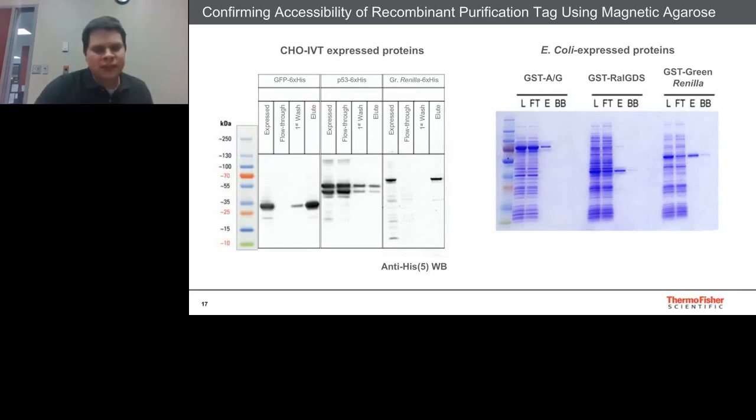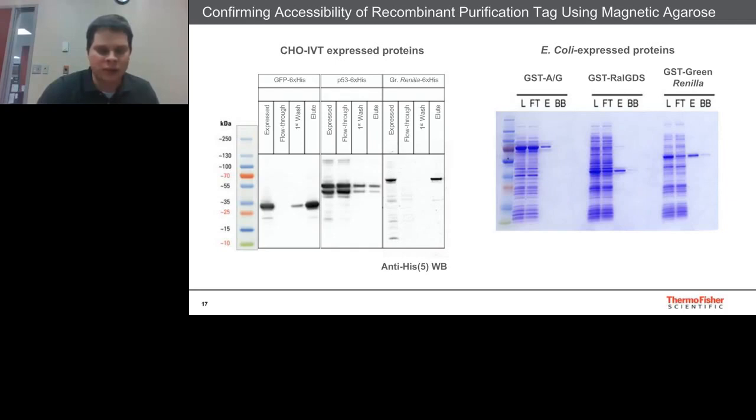Accessibility of the tag for purification can also be screened with magnetic agarose beads. Placement of the tag in quaternary structure influences binding of target protein to the affinity resin. Confirming the correct placement of affinity tags with magnetic agarose beads before doing larger scale purifications helps to prevent loss of time and money. CHO-expressed C-terminal His-tag proteins were purified following manual protocol with Pierce nickel NTA magnetic agarose beads.